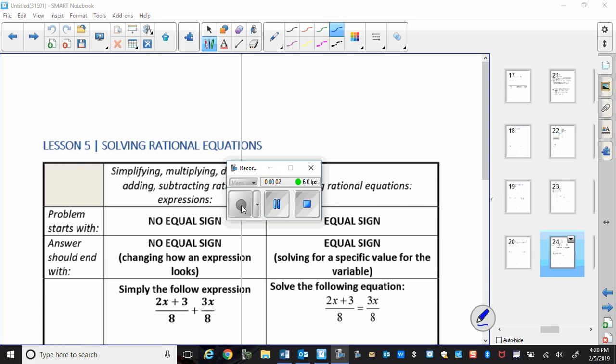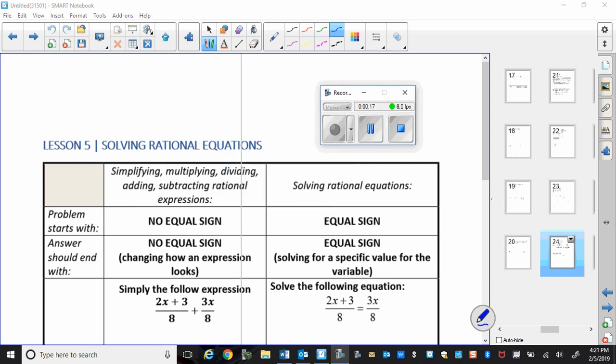We are literally at the end of this unit. Not literally, because you still have the review to do, and you still have that quiz to do. So, we're just gonna get started. This is lesson 5. This is solving rational.